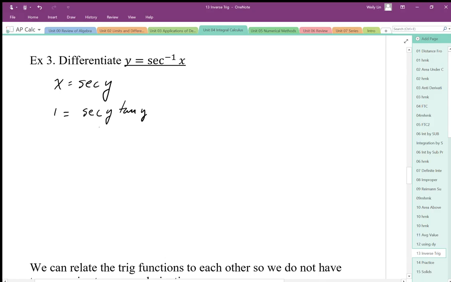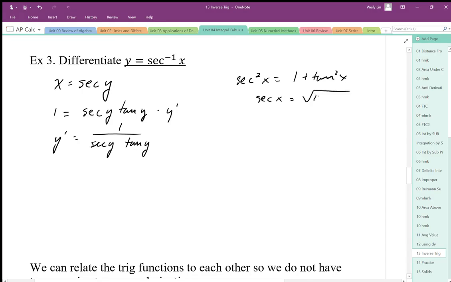Times y prime. So solving for y prime, we end up with 1 over secant y, which we're going to replace with an x, and tan y times tan y. Well, we saw before that secant squared x equals 1 plus tan squared x. So we're going to say that secant x is equal to square root of 1 plus tan squared x. So we're going to replace secant y with x, and we're going to replace the tan with 1.